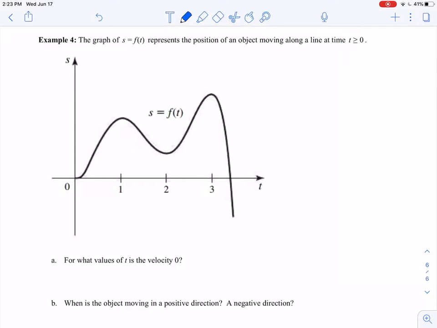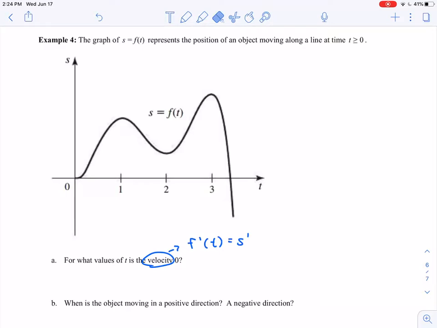Part A says, for what values of t is the velocity 0? So here, notice we're saying velocity. We're not saying average velocity. We're just saying velocity. So I'm assuming we're talking about instantaneous velocity, just another way to talk about the derivative, f prime of t, or s prime. So where's the velocity 0?